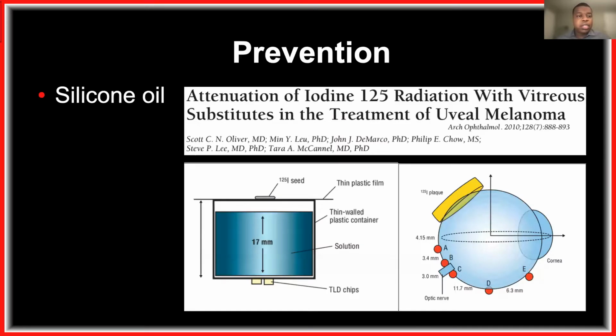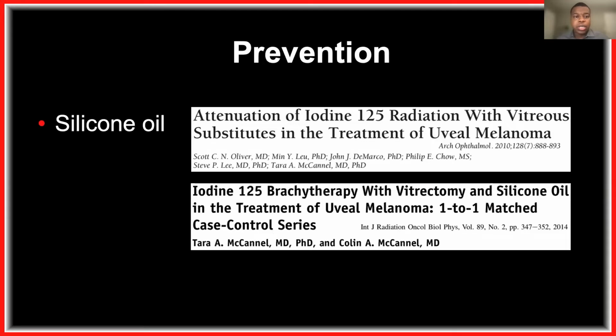Some people in the United States, at least a few groups, have looked at how silicone oil can reduce the risk of radiation retinopathy development. And so in vivo, studies have shown if you look at different areas of the eye, the radiation can be attenuated by silicone oil. And as a result, the group, particularly in UCLA and also a group in Denver, often places silicone oil after biopsy at the time of plaque application to try and reduce the risk of radiation damage. And if there's a concurrent exudative retinal detachment, they will also treat that at the same time.